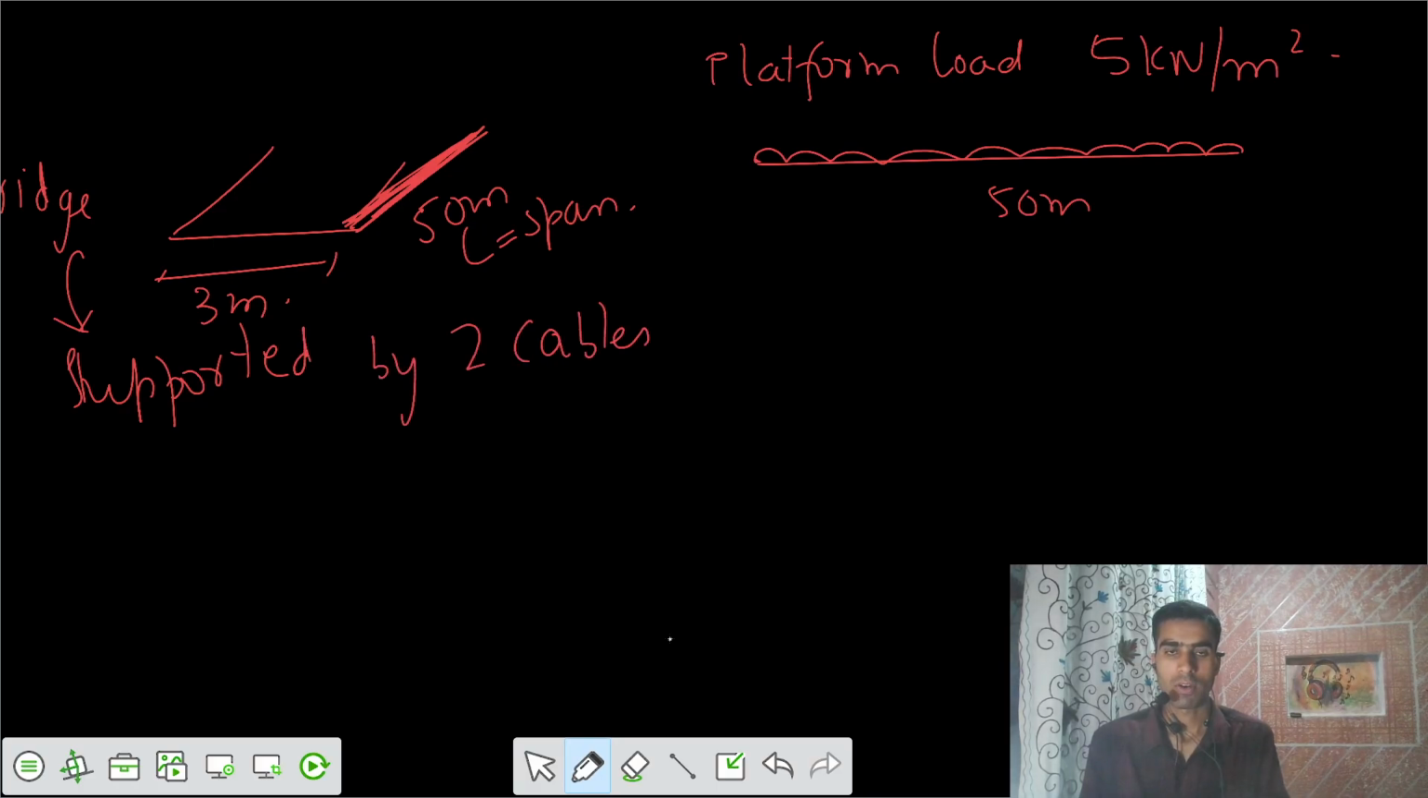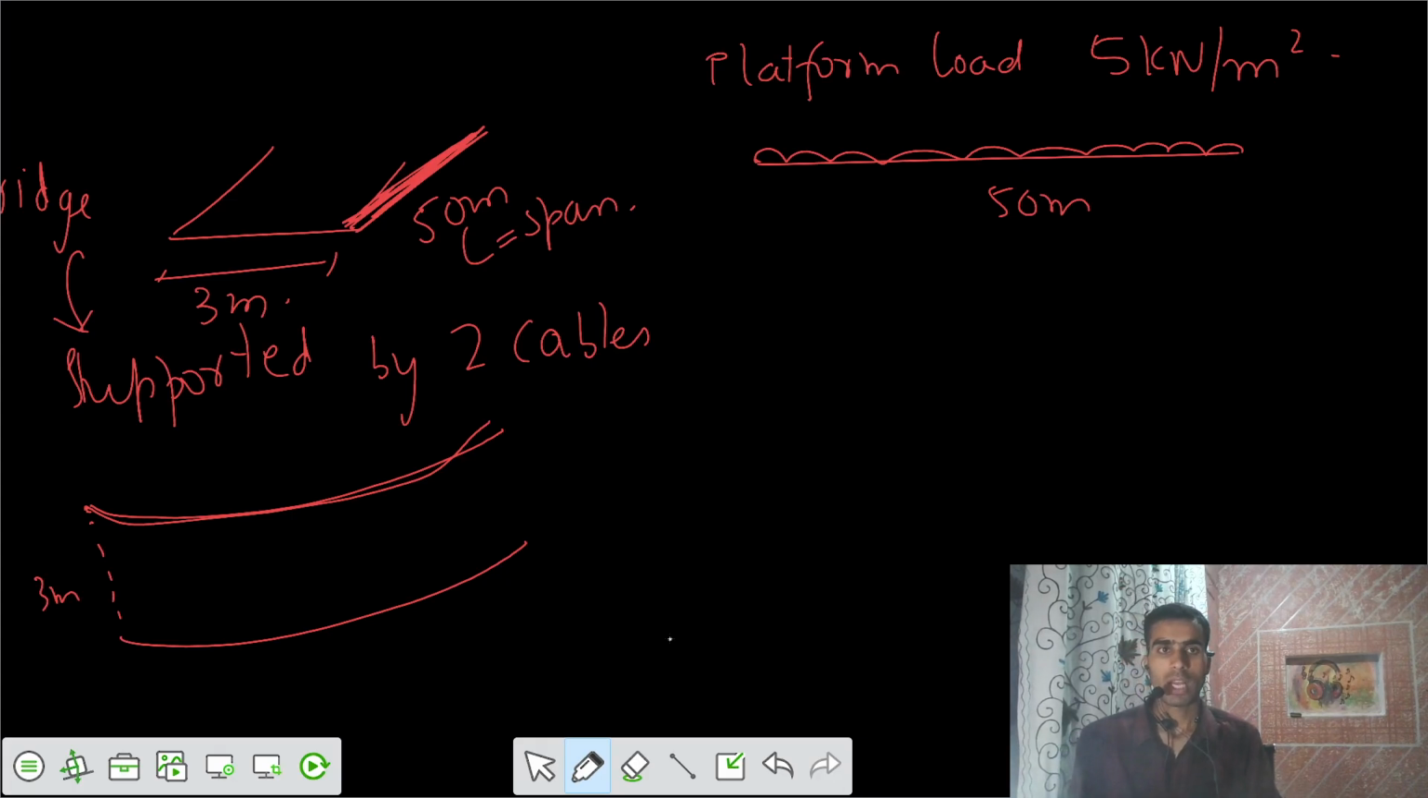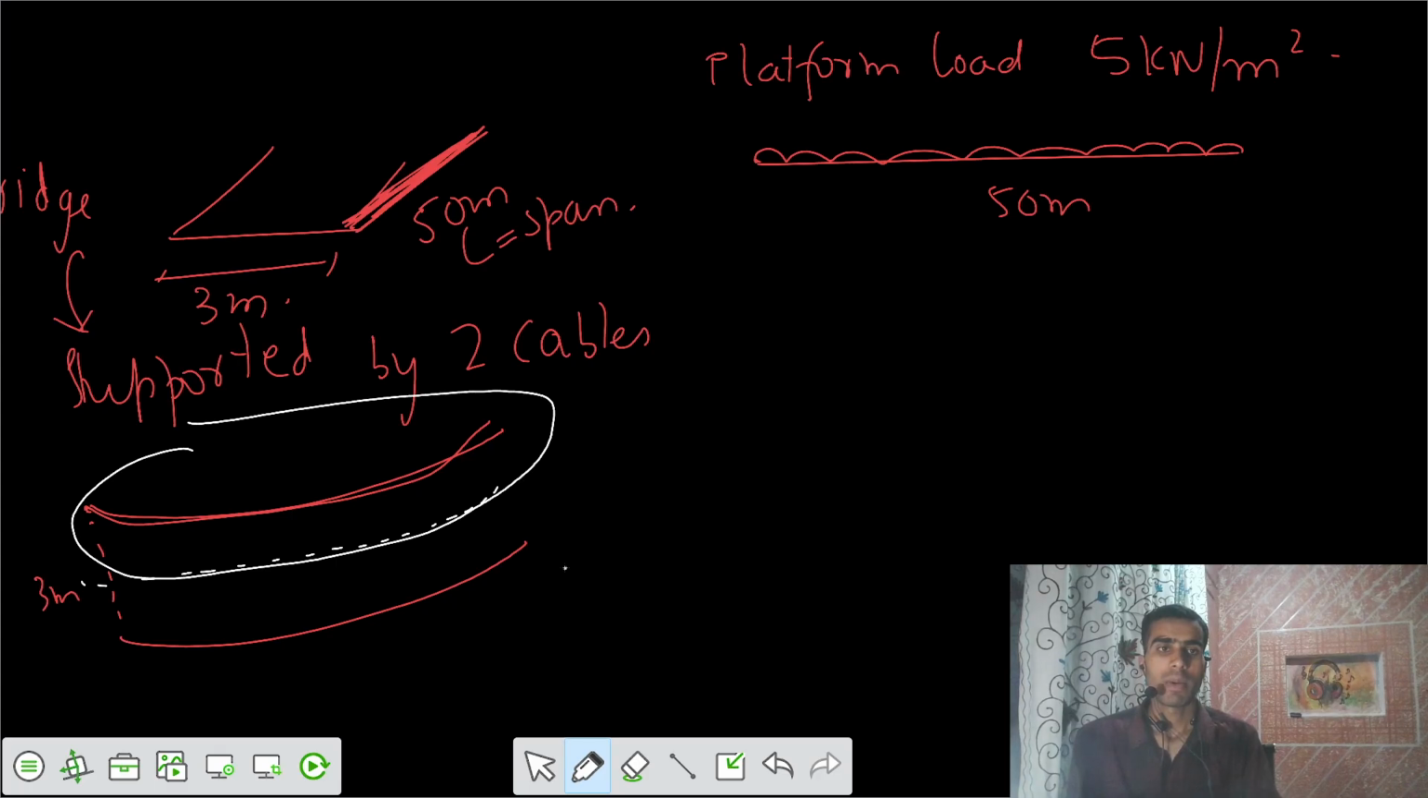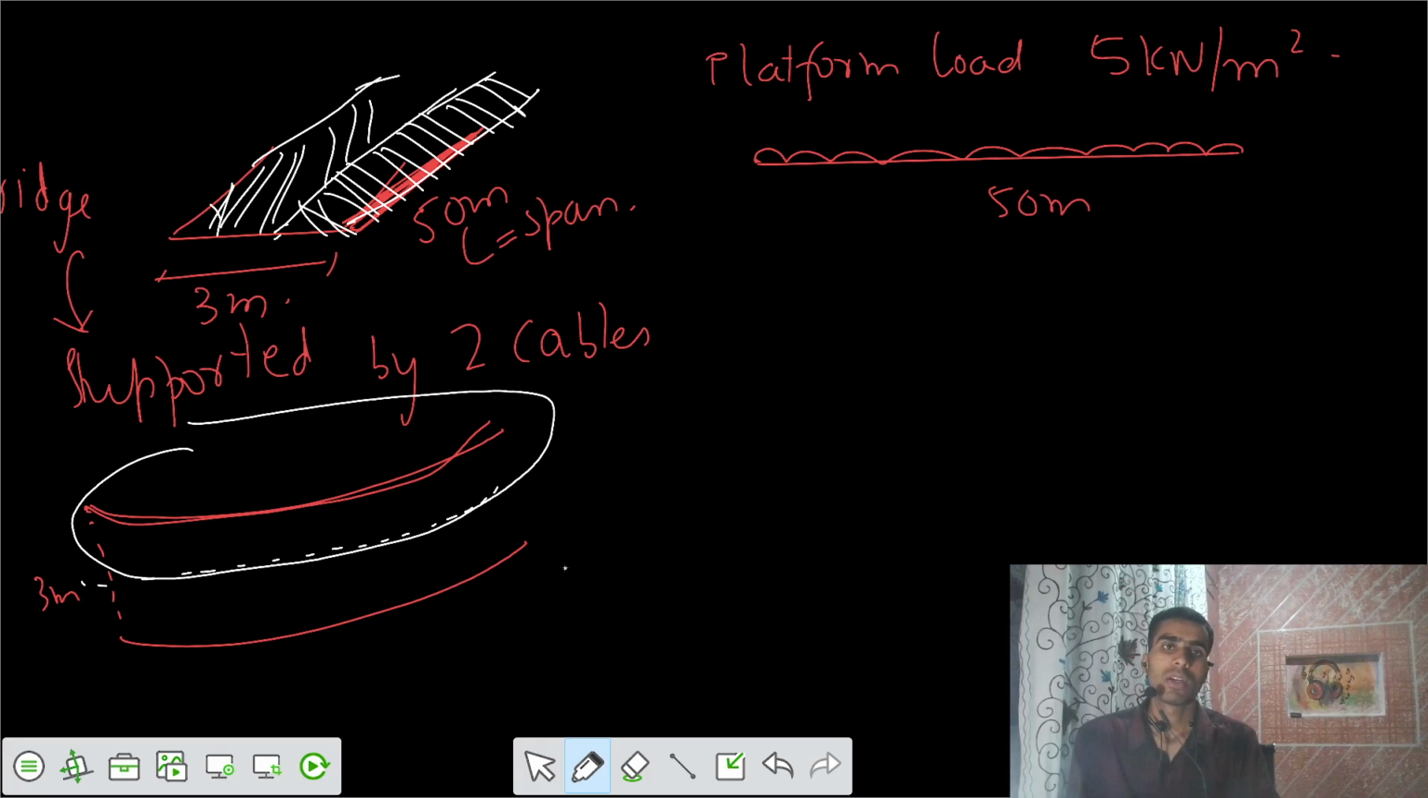That means one more thing is provided, that this bridge is supported by two cables, from either of the sides. On one side we have one cable, and from the other side we have another cable, and the total width is 3 meter. So there would be some contributing area for each cable: one cable takes 3 by 2 meter of the width, and the other cable takes the other 3 by 2 meters, and the load gets transferred to the two cables.